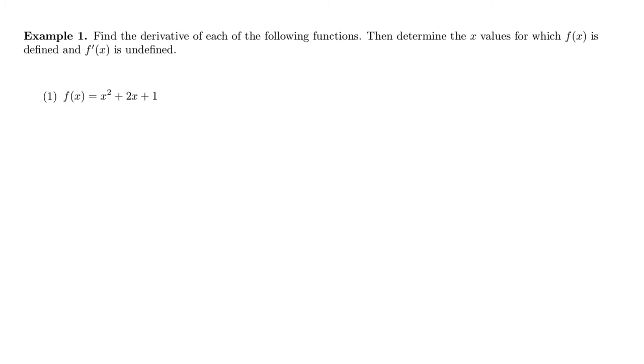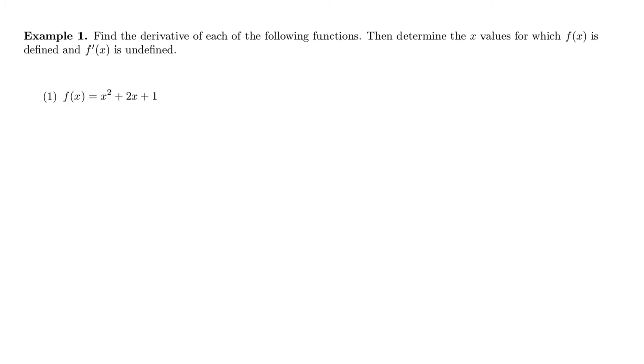Okay, so we have a function, x squared plus 2x plus 1, and we want to find the derivative of the function, meaning we want to find the derivative function, f prime of x. Then we want to determine the x values that we lose by taking the derivative. So in other words, x values that are in the domain of f that are no longer in the domain of f prime. So in other words, points where the derivative is not defined, points where the function is not differentiable, all the different ways we have to think about that concept.